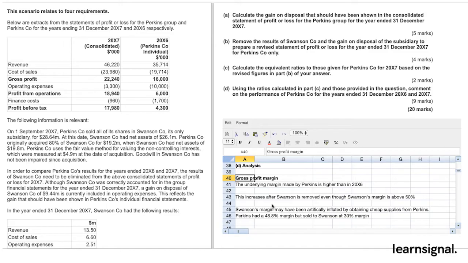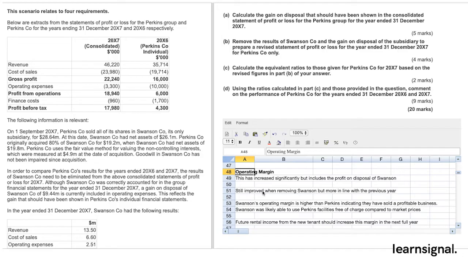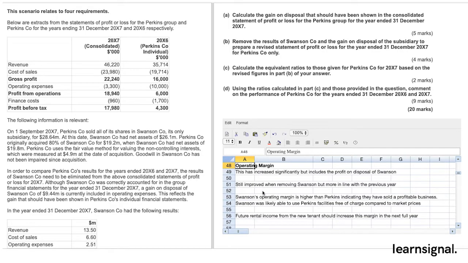Then we move on to operating margin. The operating margin appears to have increased significantly on the prior year. You should note that this contains a profit on the disposal of Swanson, which has increased this significantly. If you remove the impact of the Swanson disposal, it still shows that the margin improved on prior year, but it's much more in line. Swanson Company's operating margin is 32.6%, which is much higher than the margin earned by Perkins Company. So it does suggest that you sold a profitable business. But this is likely due to the fact that Swanson was able to use Perkins Company's facilities with no charge. It's likely that the rental income will also improve for Perkins in the future.